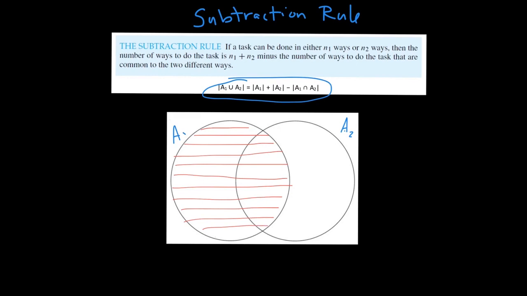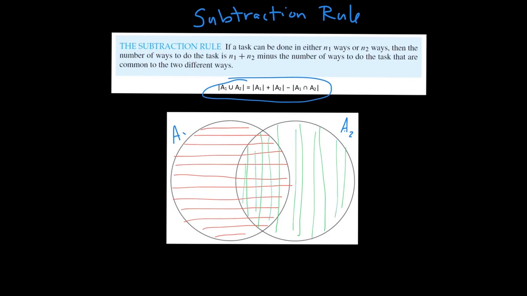And now I'll use green, I guess. Yeah, green. Make it Christmas, red and green. Now I'm going to count the number of ways to do the task in A2 with these green lines. So I'll draw vertical green lines to represent doing everything in A2, or another way to think of it is counting all the elements in A2. Let me draw them a little bit closer together.